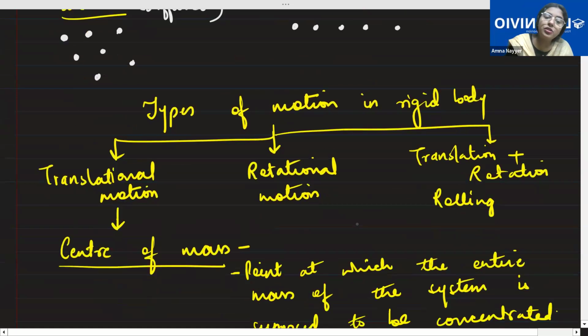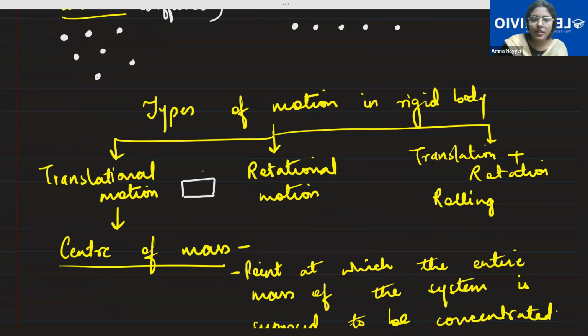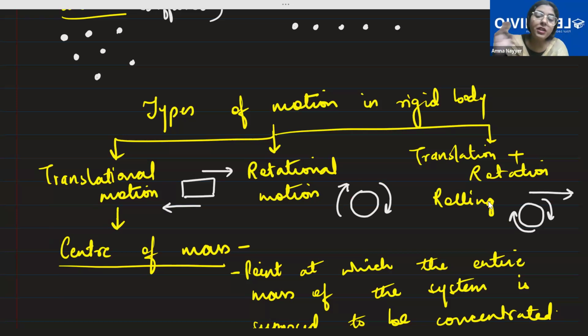And when we talk about the motions of these rigid bodies, there's translational motion, where the rigid body moves forward and backward. Second is rotational motion, where the body rotates. And when you combine these two, that is known as rolling motion. The best example is a tire: it is rolling and also moving forward. So from the translational part, we will be discussing the center of mass for the particles. Then we'll start with rotational.